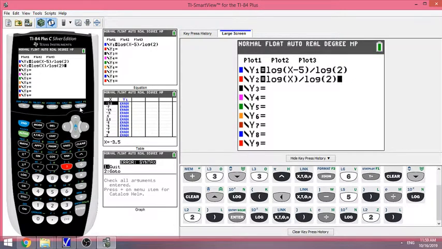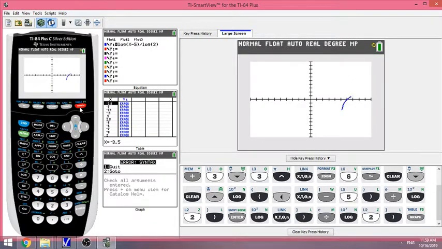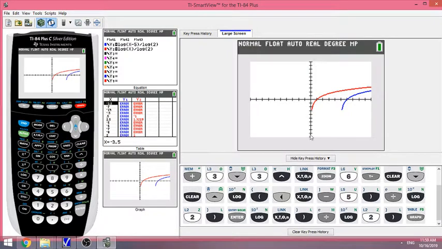And then again, hit graph. This one right here is just the parent graph. The parent graph shows the vertical asymptote, which is the y-axis, x equals 0. And then the graph is shifted 5 units to the right, so that's why the vertical asymptote turns out to be x equals 5.